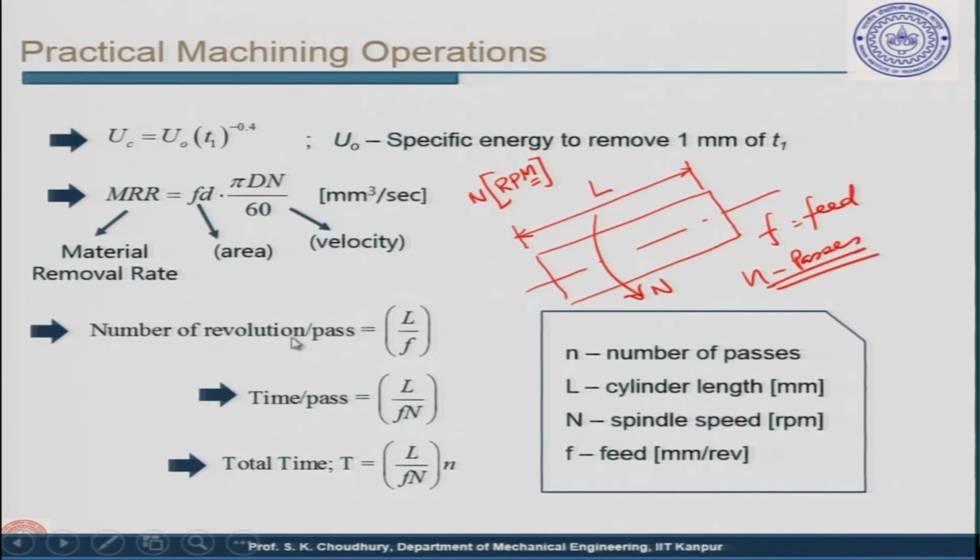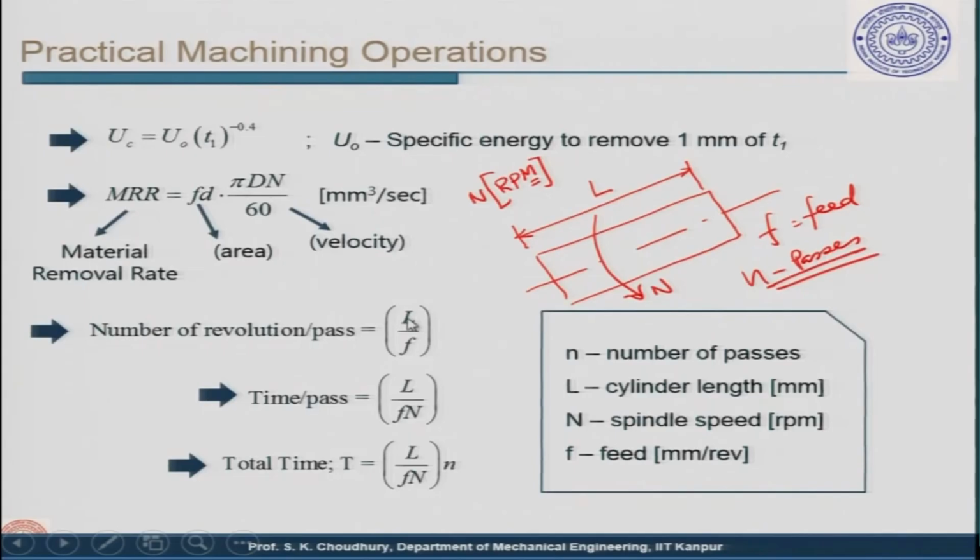In that case, the number of revolutions per pass will be given by the whole length divided by F. You understand that the number of revolutions per pass will be inversely proportional to F, because F is the advancement of the tool in millimeters, the linear advancement of the tool with 1 revolution of the workpiece. So it is inversely proportional to F. The more the F, the fewer the number of revolutions per pass.